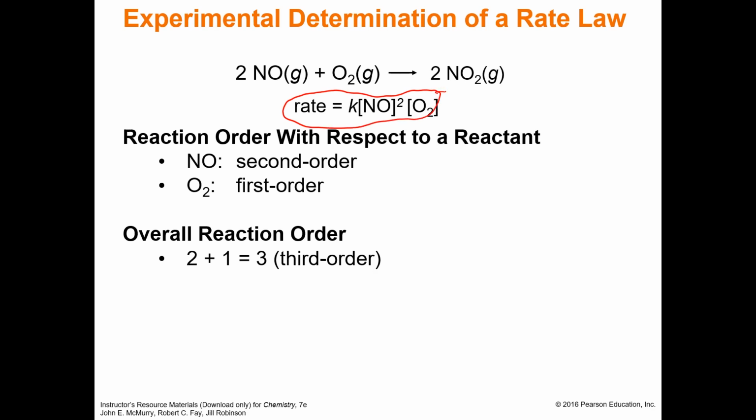So the reaction would be said to be second order with respect to NO and first order with respect to O2. So the overall reaction order, if we add the 2 for NO plus the 1 for O2, the overall reaction order is third.